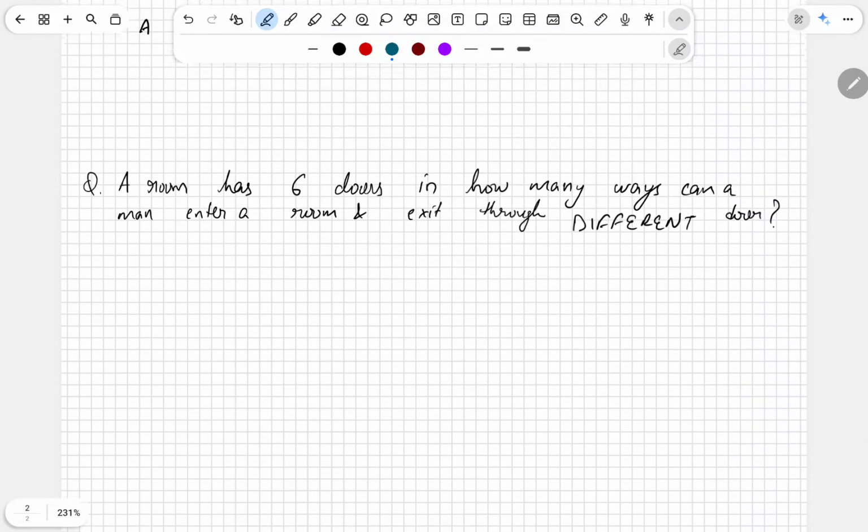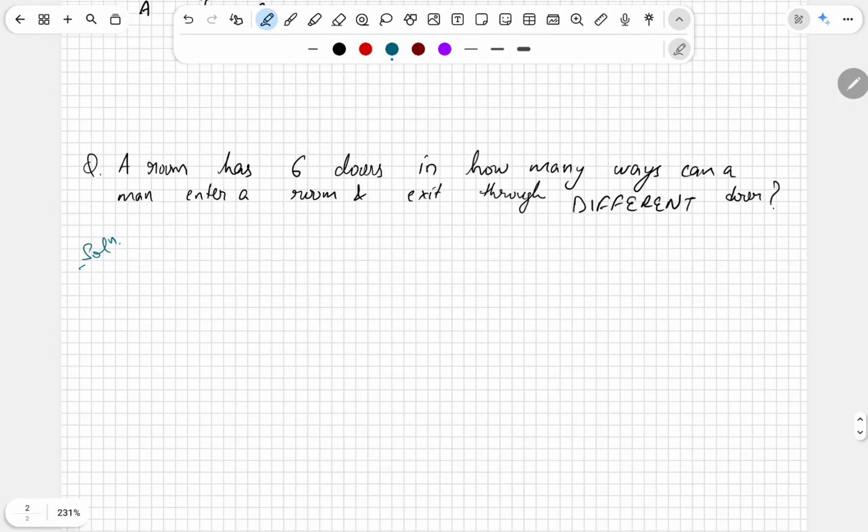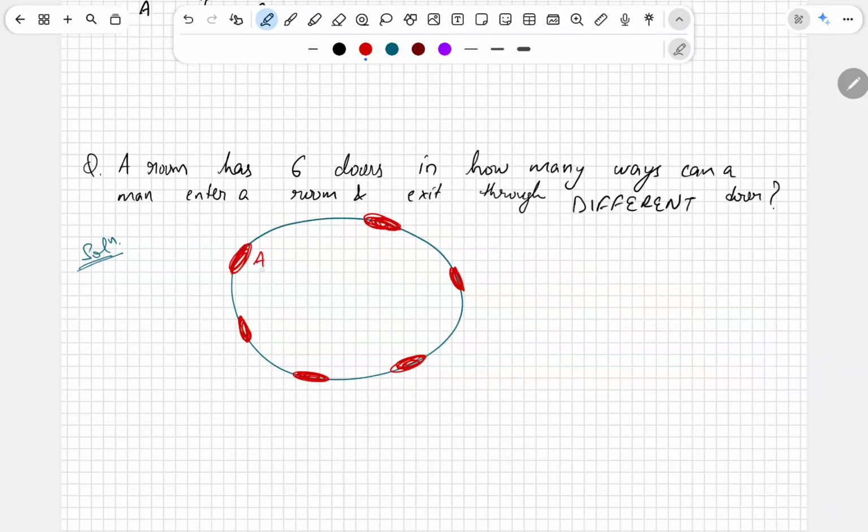Okay, so now let's solve this question. Let's say this is my room and this room has 6 doors. This is my first door, second door, third door, fourth door, fifth door, sixth door. I'll name them A, B, C, D, E and F. So these are the 6 doors. A room has 6 doors. In how many ways can a man enter a room and exit through a different door? So if a man enters through A, then he cannot exit through A, then he can exit through either of F, E, D, C or B.